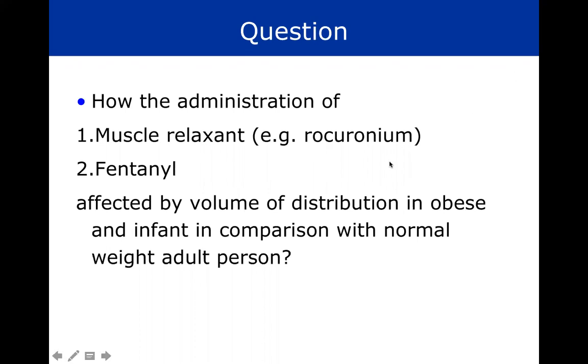The vice versa applies when we are talking about the infant, where the volume of distribution increases due to an increase in water. And this increase in water will lead to an increase in the volume of distribution of the muscle relaxant, as the muscle relaxant is also water soluble, while it does not increase in a higher way for fentanyl, because fentanyl is lipid soluble rather than water soluble.